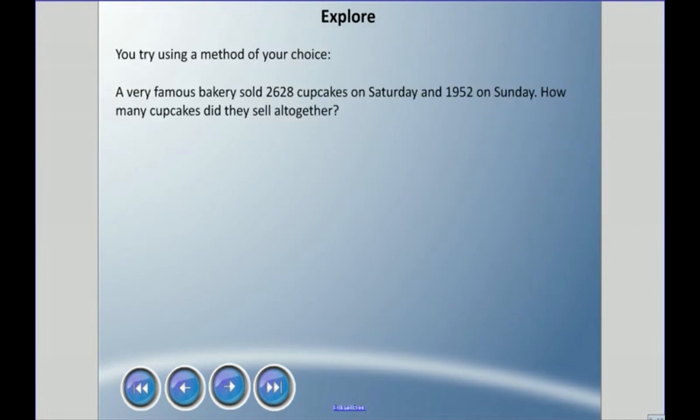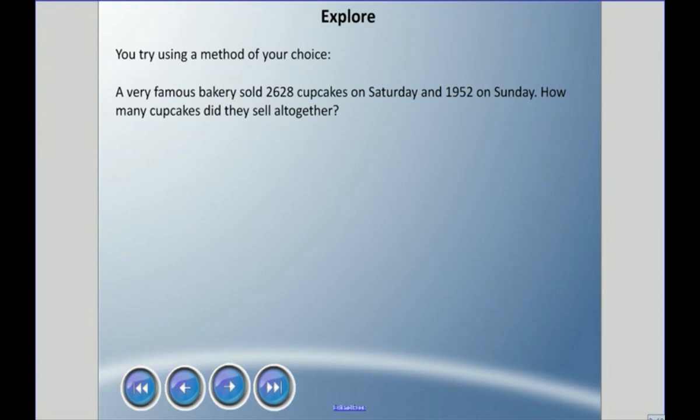Alright, using a method of your choice, I just showed you 4 different methods. A very famous bakery sold 2,628 cupcakes on Saturday, 1,952 on Sunday. How many cupcakes did they sell altogether? Hit that pause button, figure it out, and come back and see if you were right.